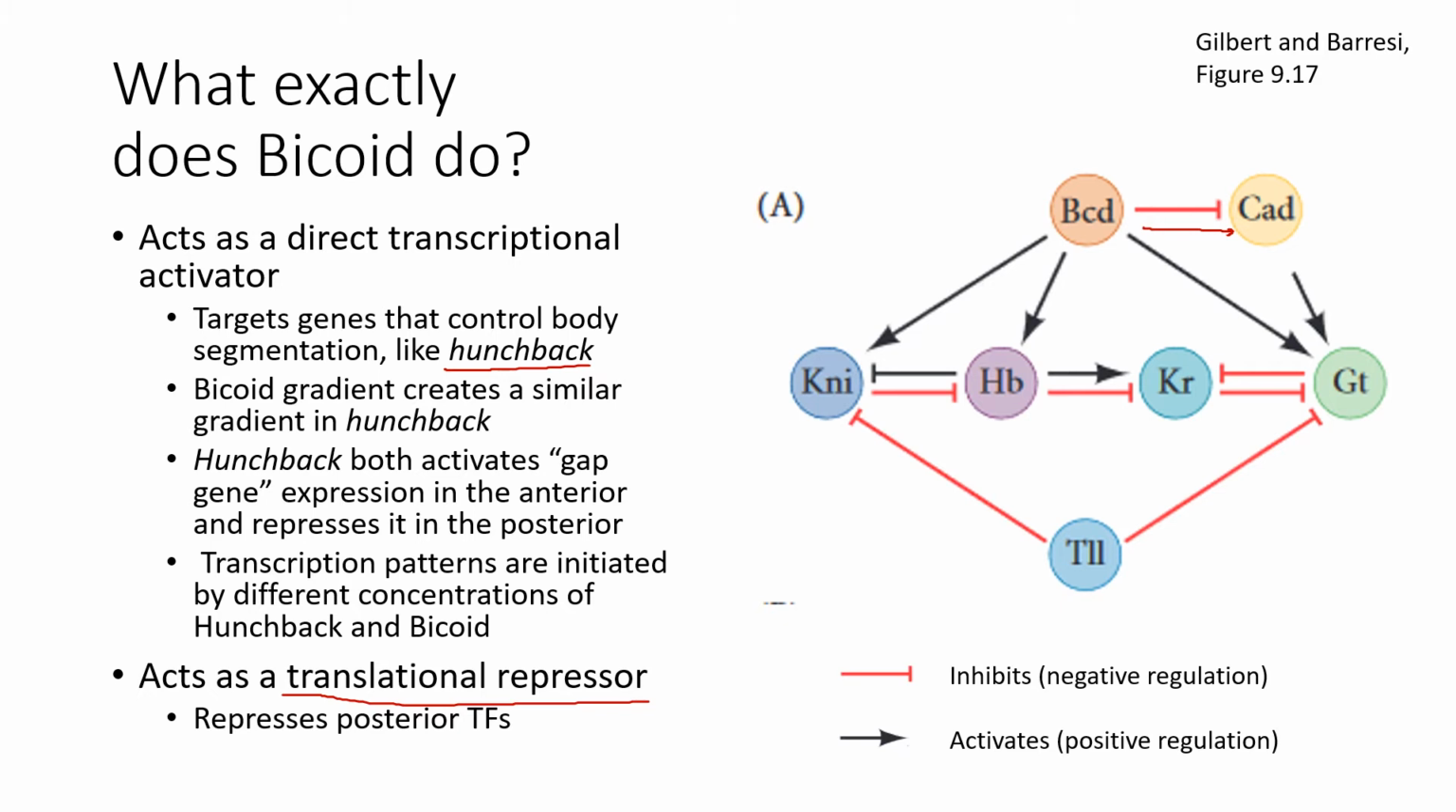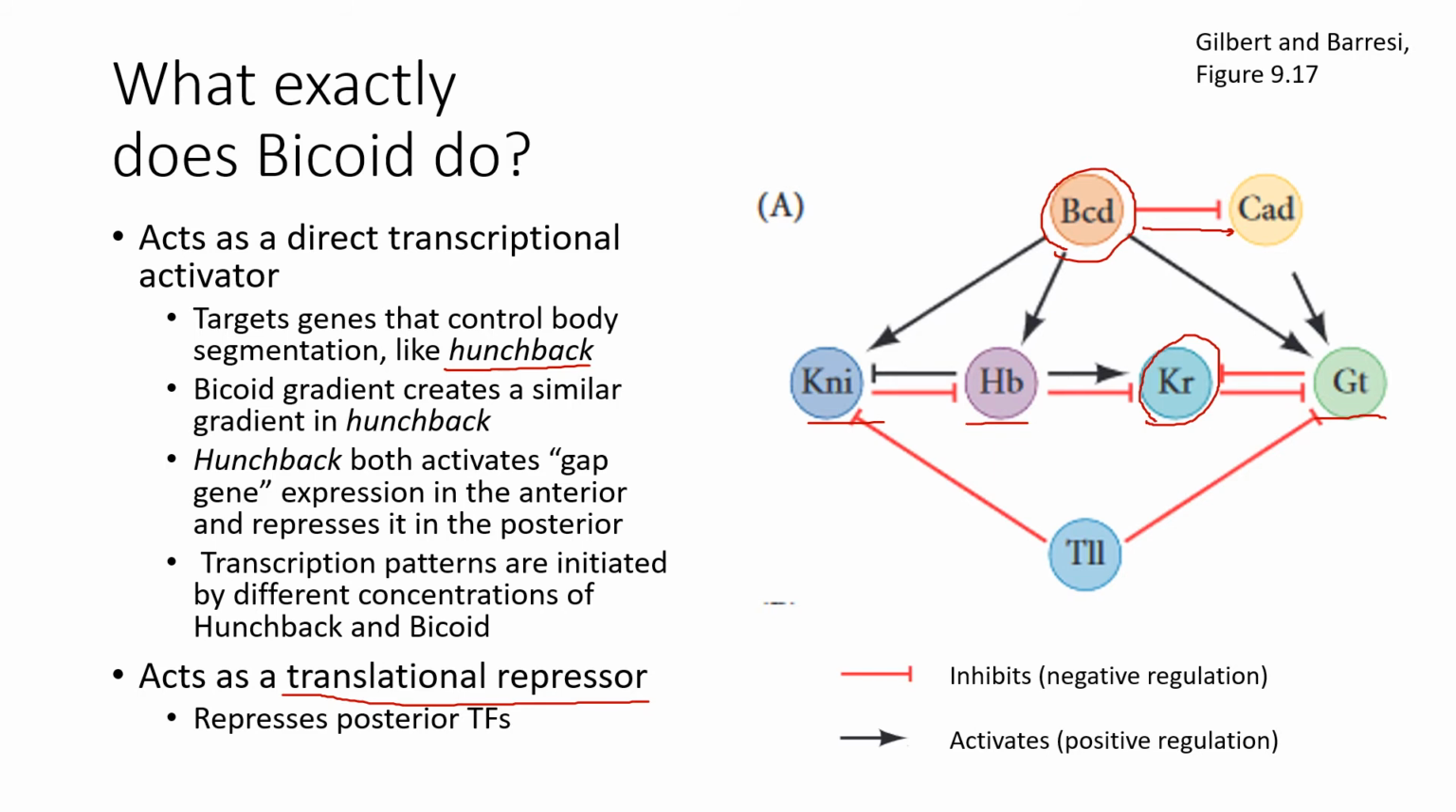Now this diagram, which is figure 9.17 in the textbook, shows you how many of these genes interact with each other and how they are all regulated by the bicoid gradient. So at the top you have bicoid. You can see that it directly activates three of these four important abdominal gap genes, NERPs, KNI, hunchback, HB, and giant, GT. These all, on the other hand, regulate each other as well. You can see that bicoid activates the hunchback gene, and the hunchback protein both inhibits and activates another gene, Krupel, which is KR.